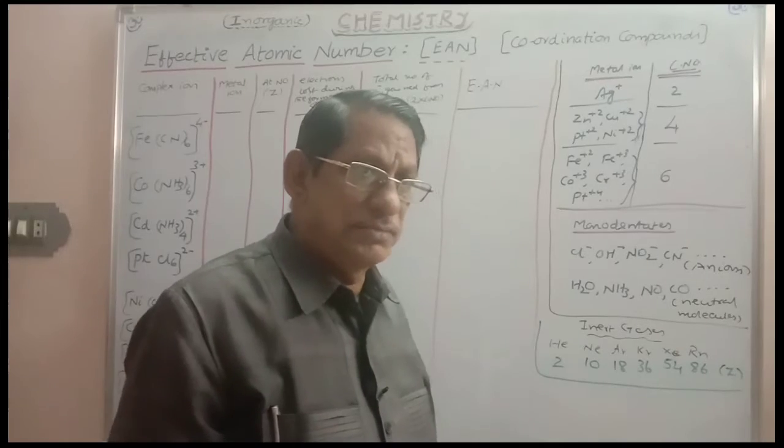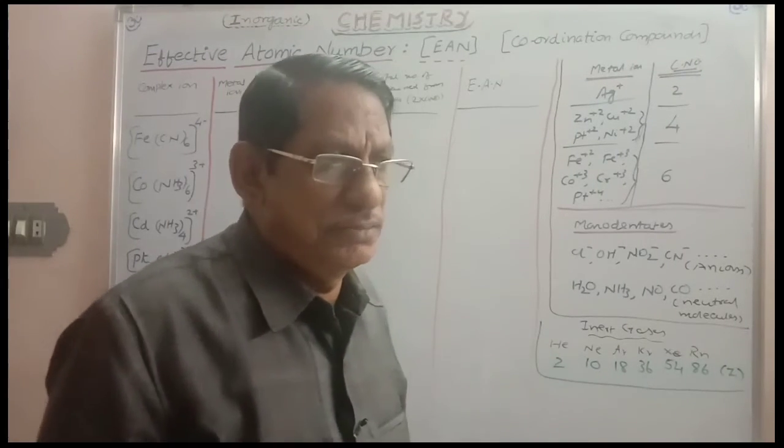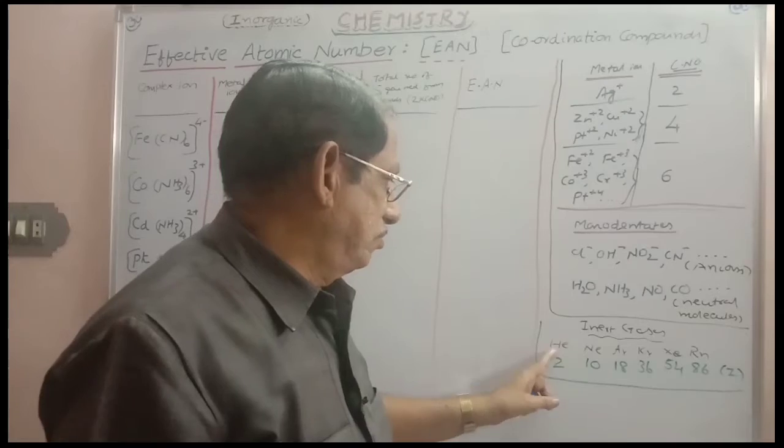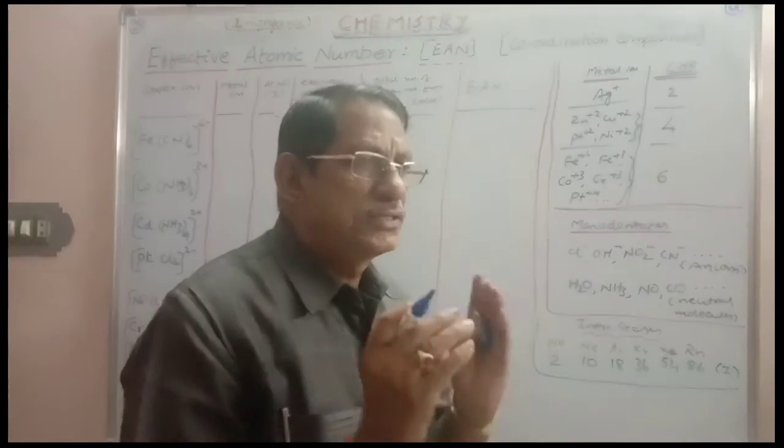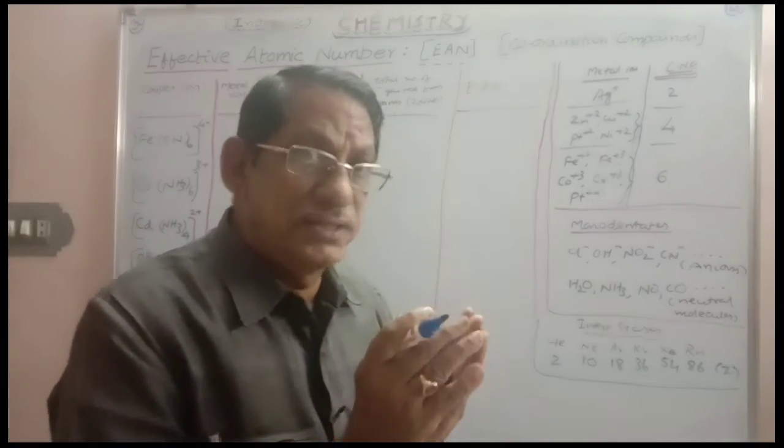At the same time, we have to remember the atomic numbers of the noble gases. There are 1, 2, 3, 4, 5, 6, 6 elements in the group.